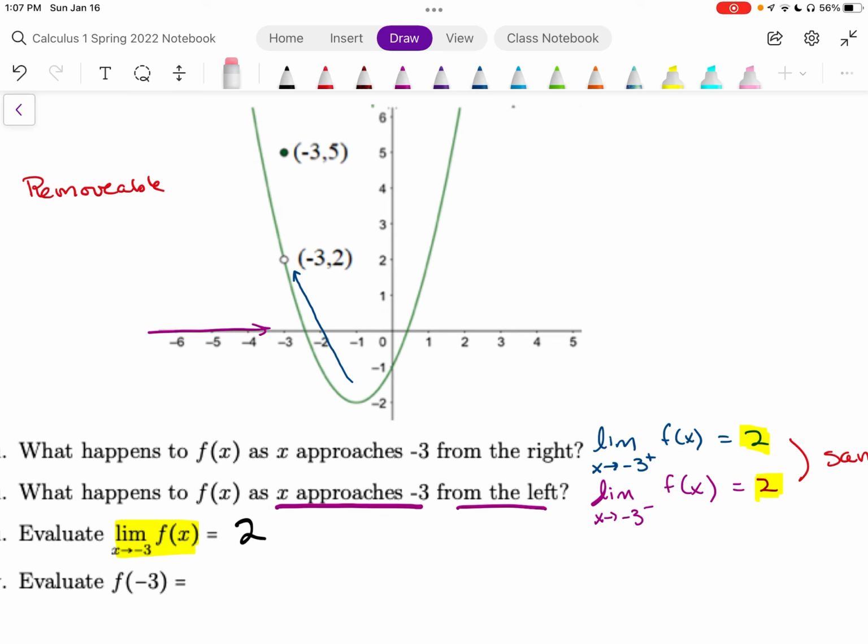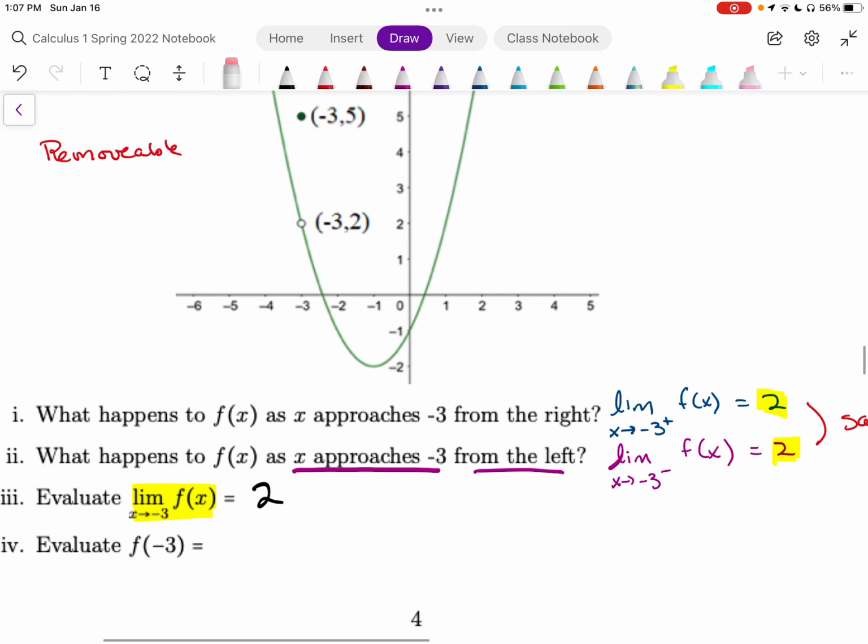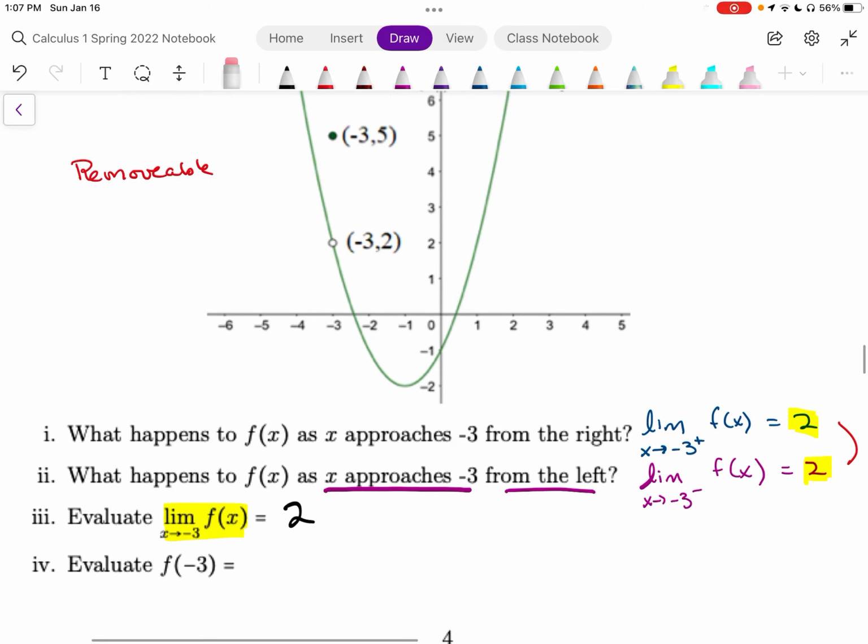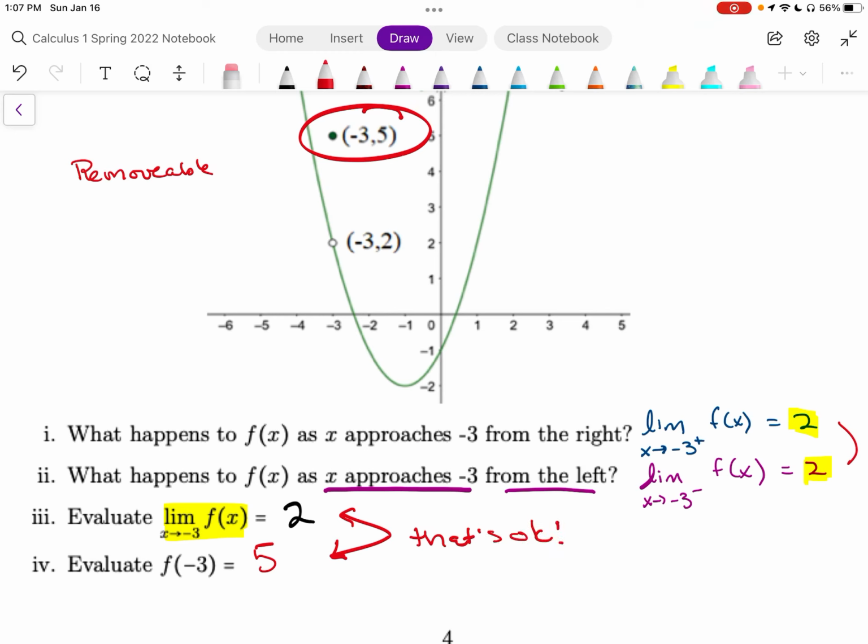All right, so I'm going to erase some of this, and we're going to answer the last question. Evaluate f of -3. Well, where is the point? So where does it actually exist? And that is right here. Okay, so the value of f of -3, what is the y value when x is -3? What is the output? It is 5. Okay, it's okay if the limit as x approaches -3 is different from the actual value. It just means that it's a removable discontinuity of some sort. Okay?